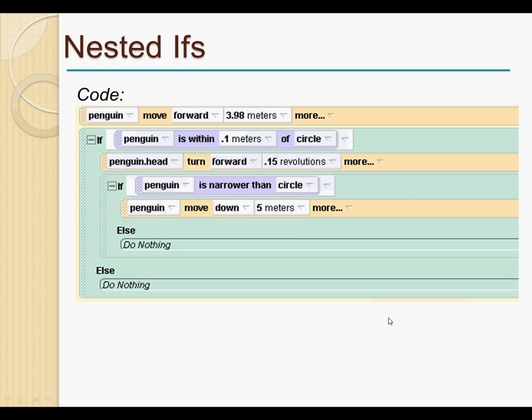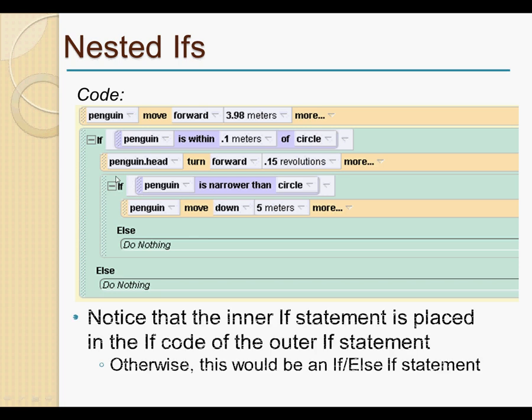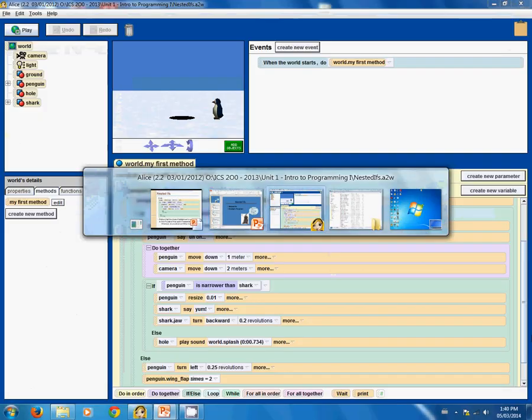Here's an example of what it looks like in code. So I've had my penguin move forward. If, in my outer if statement, my penguin is within 0.1 meters of the circle, he looks down. If he discovers he's smaller than the circle, he falls down. Again, notice that I've placed this if statement inside the if portion of my outer statement. If I were to grab that block and place it down into the else portion, this becomes an if-else if statement instead of a group of nested ifs. We can take a look at what that looks like in the actual program.